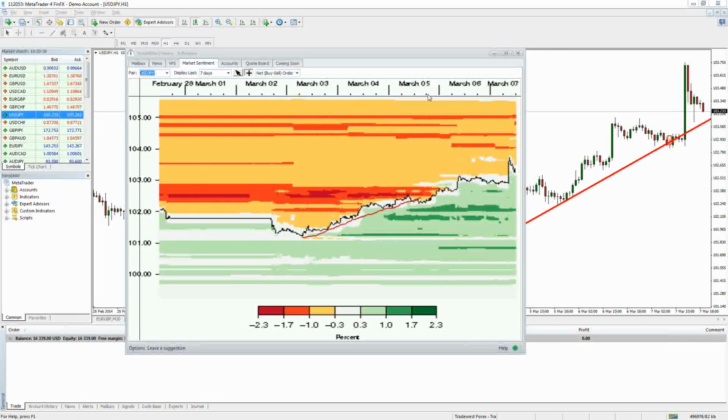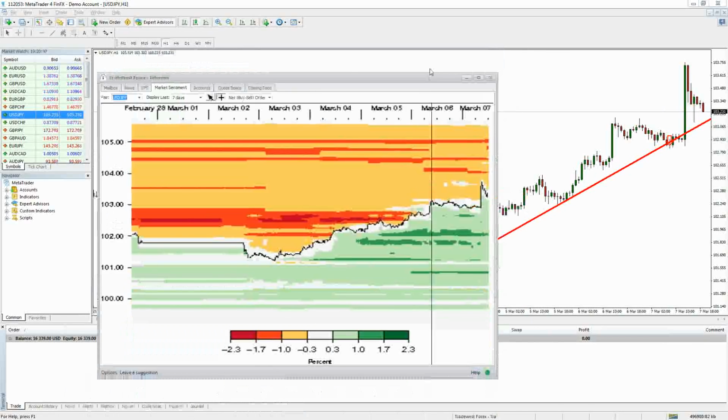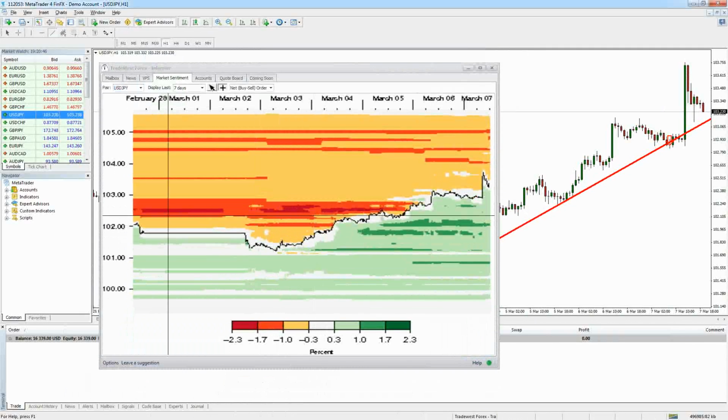Let me see where we're at here. That was from March 3rd. So yeah, right in there. Let me get the trend line drawn here.